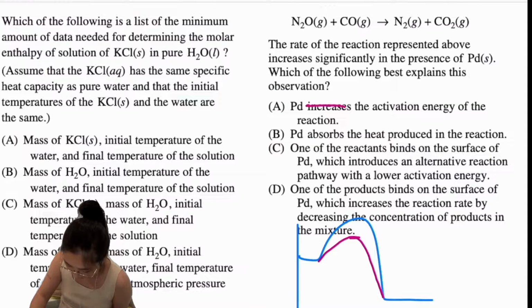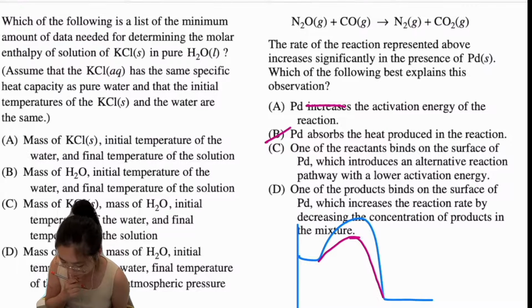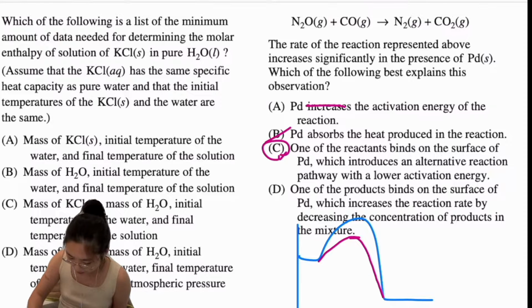So it's going to be A, it lowers the activation energy, so not A. And B, the palladium absorbs the heat produced in the reaction. No, it has nothing to do with the heat. It does not really absorb the heat or release the heat. One of the reactants binds on the surface of the palladium, which introduces an alternative reaction pathway with a lower activation energy. Yeah, lower activation energy. So that's the right answer.